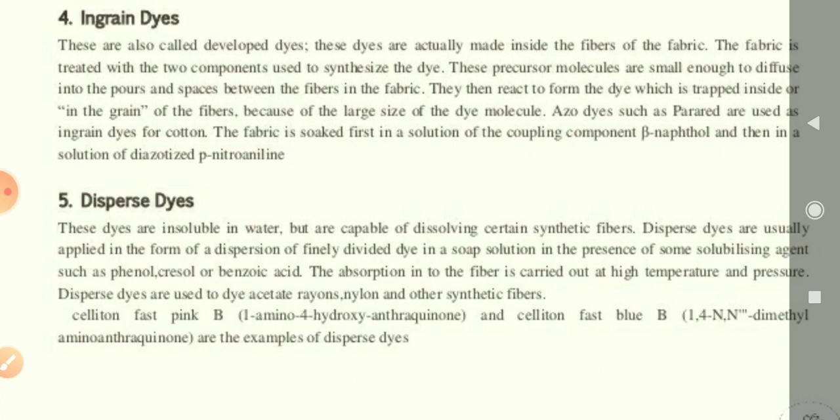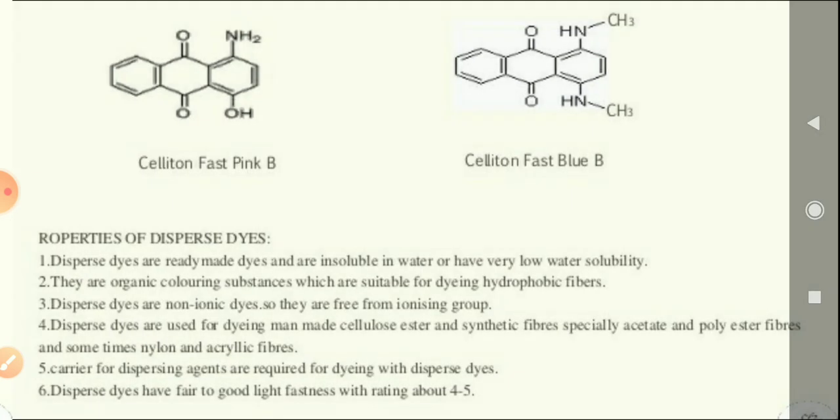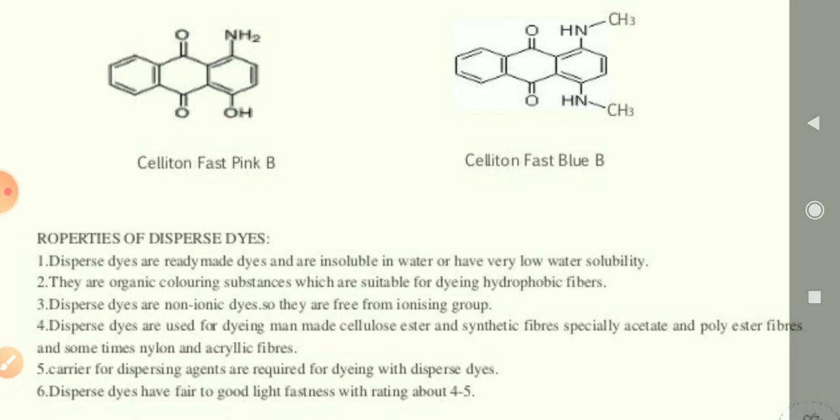Okay, so the Cellitone fast pink B and the Cellitone fast blue B are examples of the dispersed dye. This is the structure of Cellitone fast pink B and Cellitone fast blue B. Okay, so the dispersed dyes are ready-made dyes and are insoluble in water. They have very low water solubility.